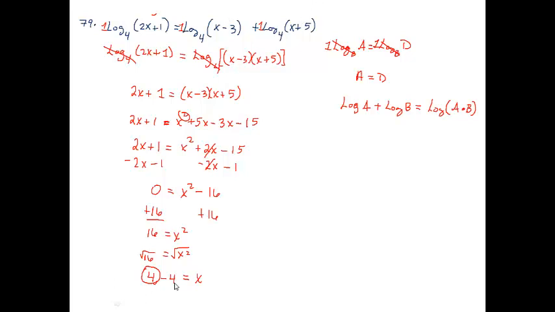Let's check the negative 4. If I put negative 4 in here, that would be 2 times negative 4 plus 1. It's not positive, it will be negative. Therefore, negative 4 is not a solution. If you don't believe me there, you can do it here too. Negative 4 minus 3 is negative 7. Again, I cannot have a negative argument. So the only solution to this problem is 4.